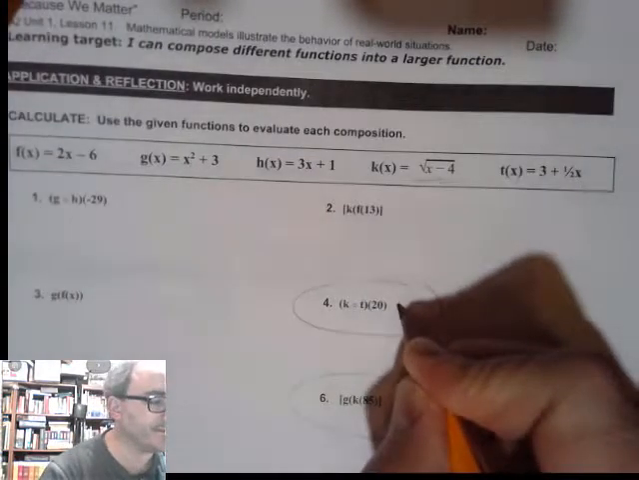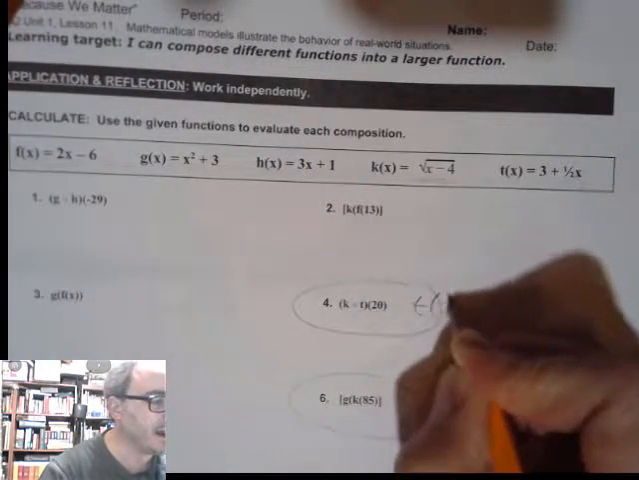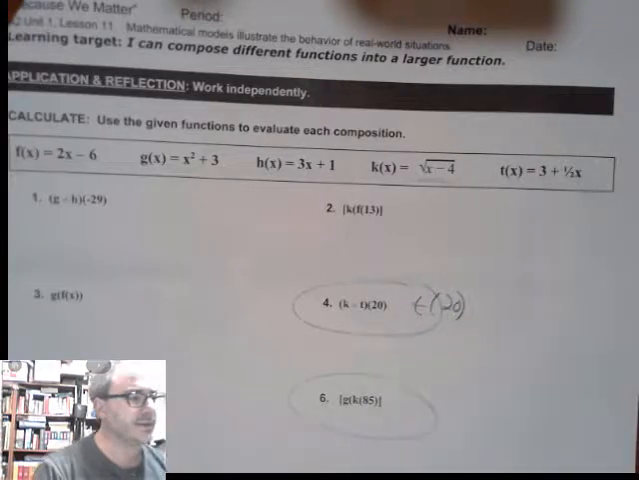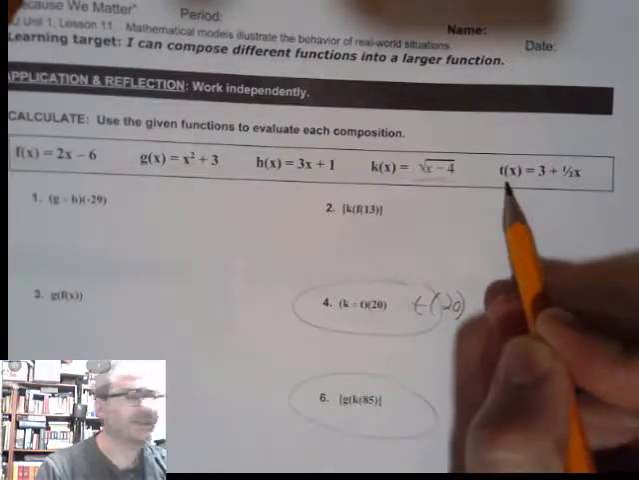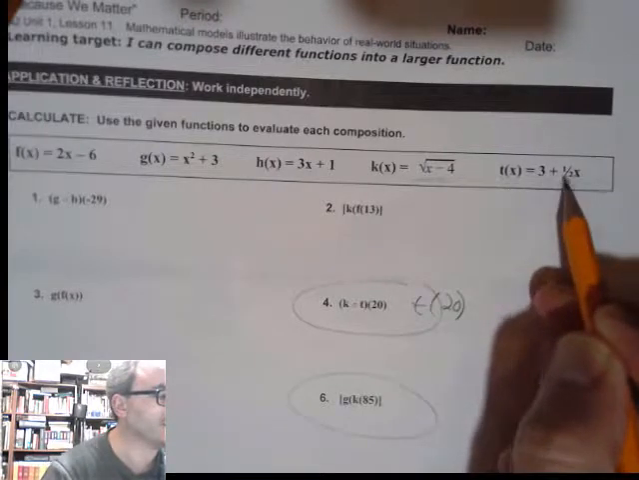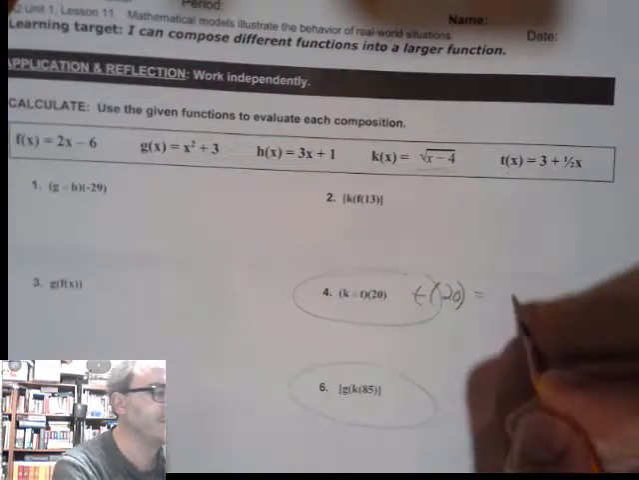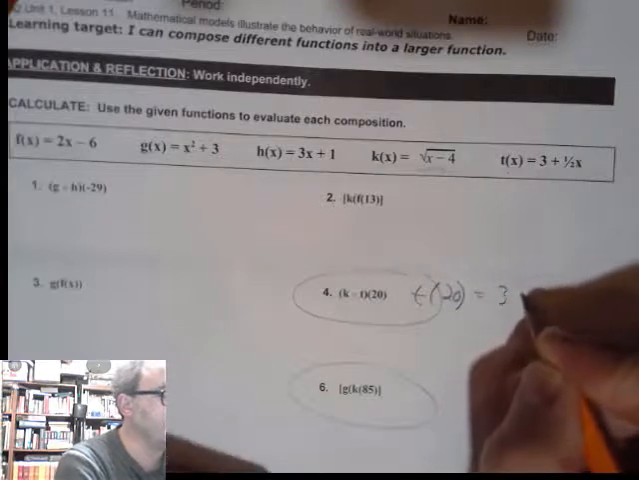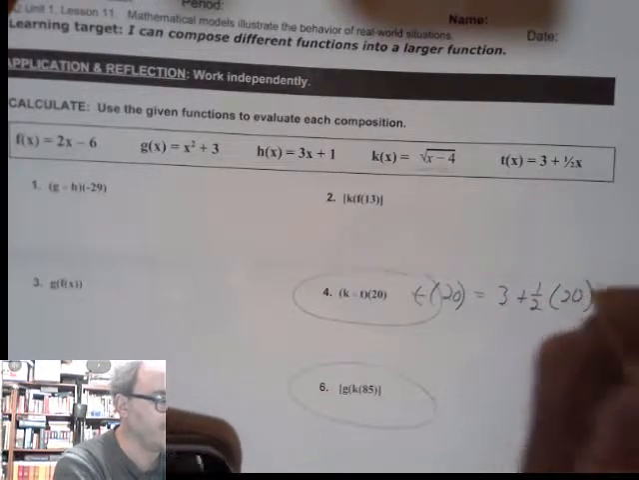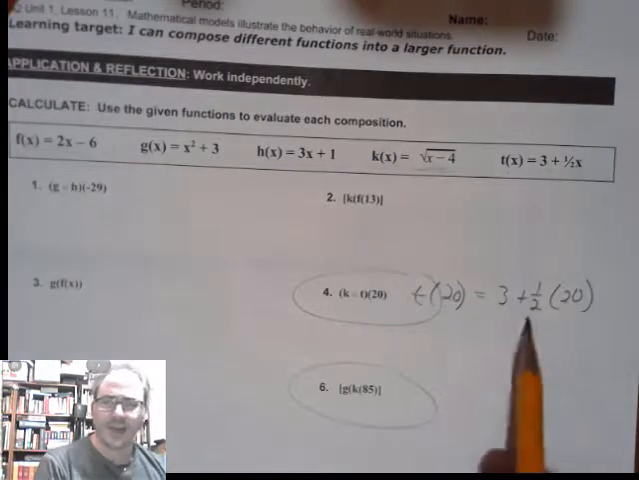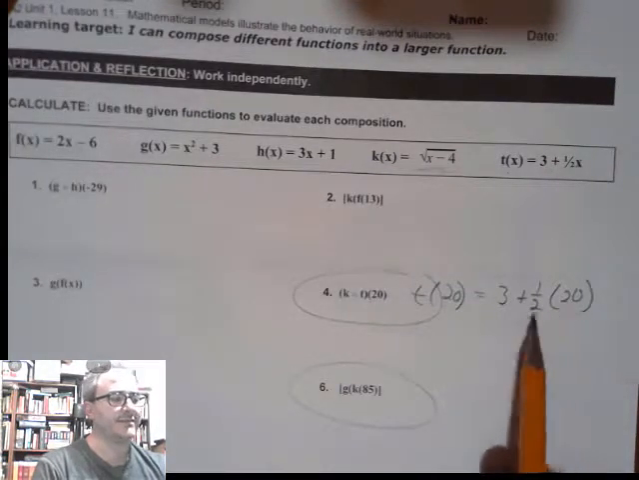So what do I do first? I need to do the T of 20. What is the function of T of X? Well, the T of X is over here. It's 3 plus 1/2 times X. So the T of 20 is going to be 3 plus 1/2 times 20. Well, what's 1/2 times 20? 1/2 times 20 is 10.